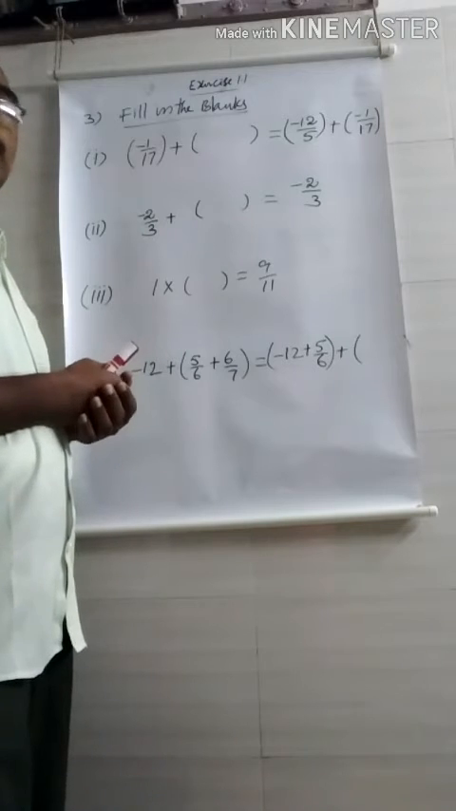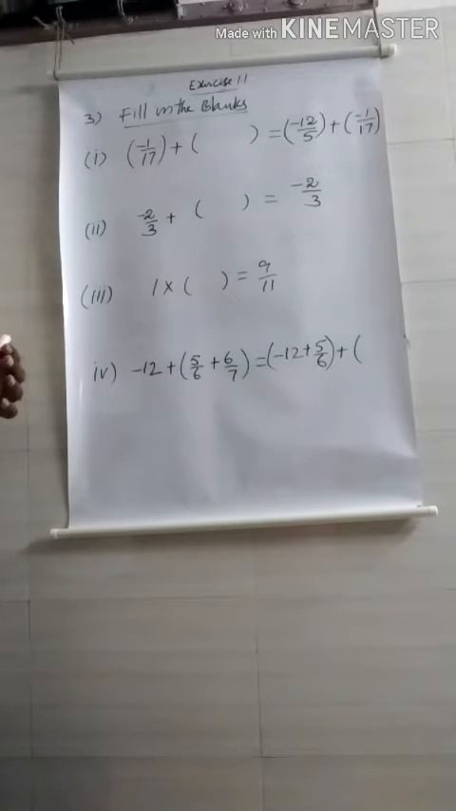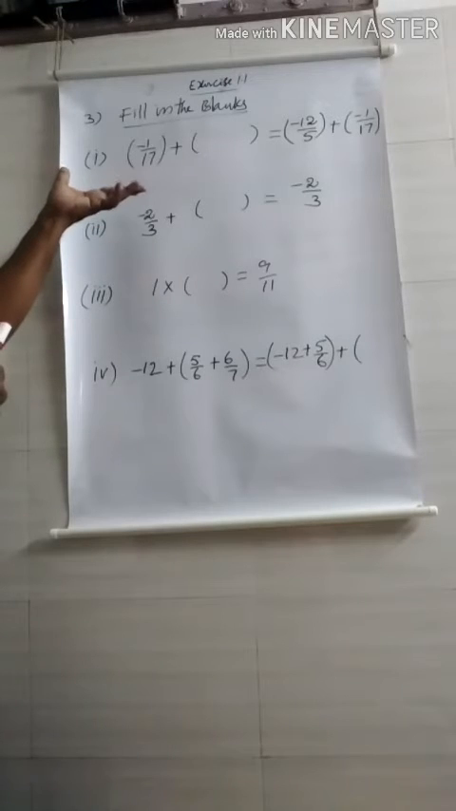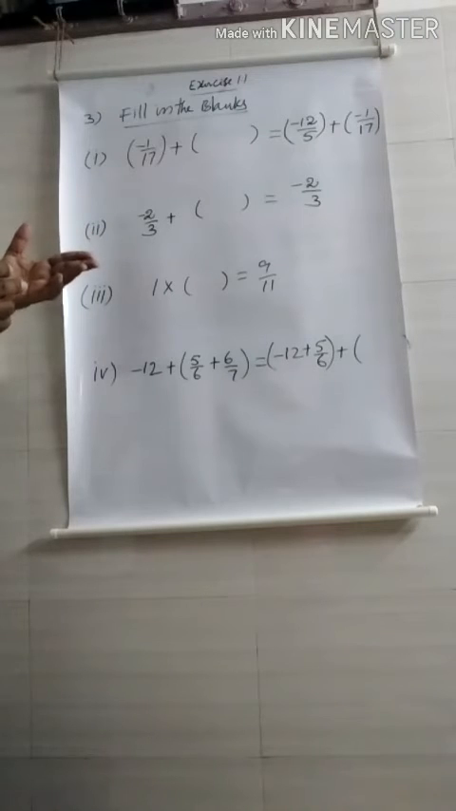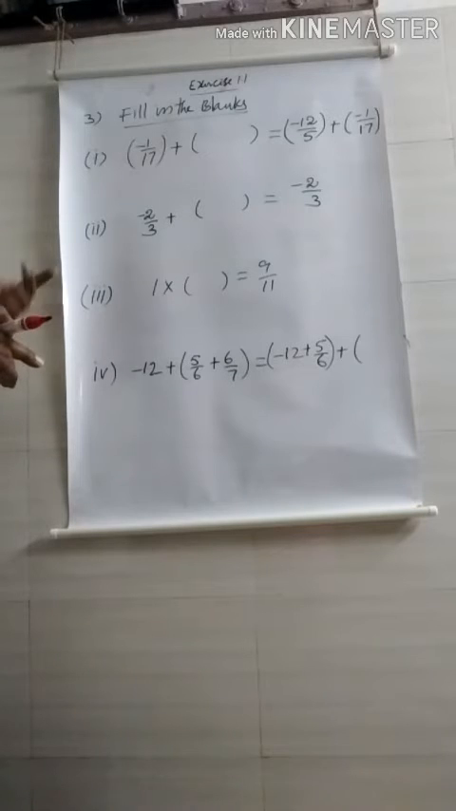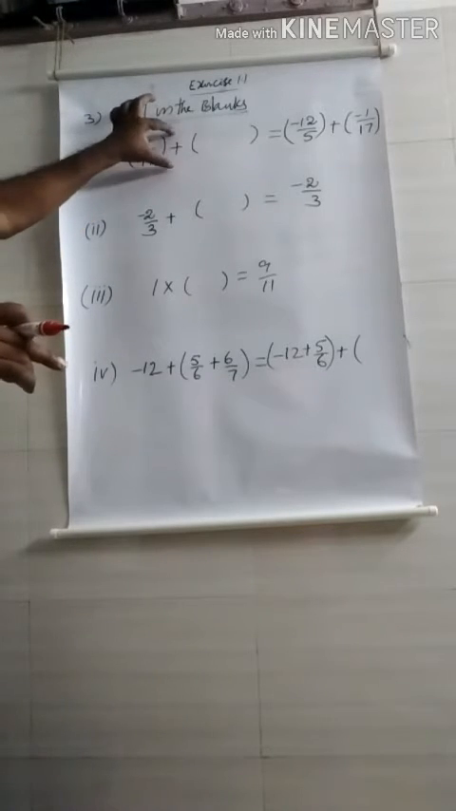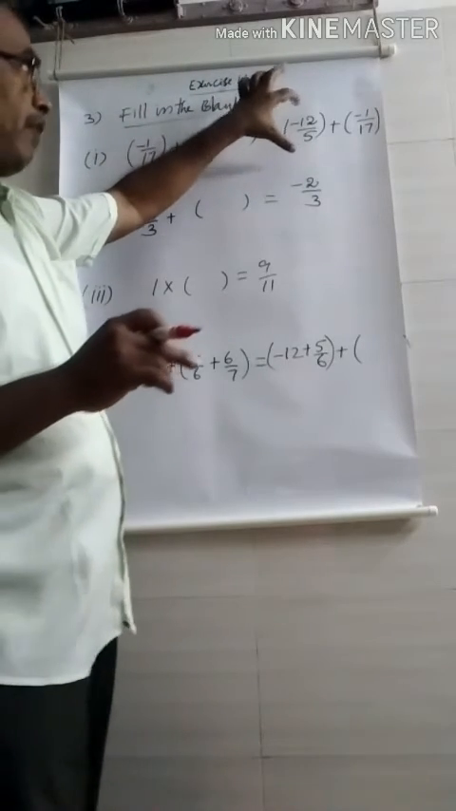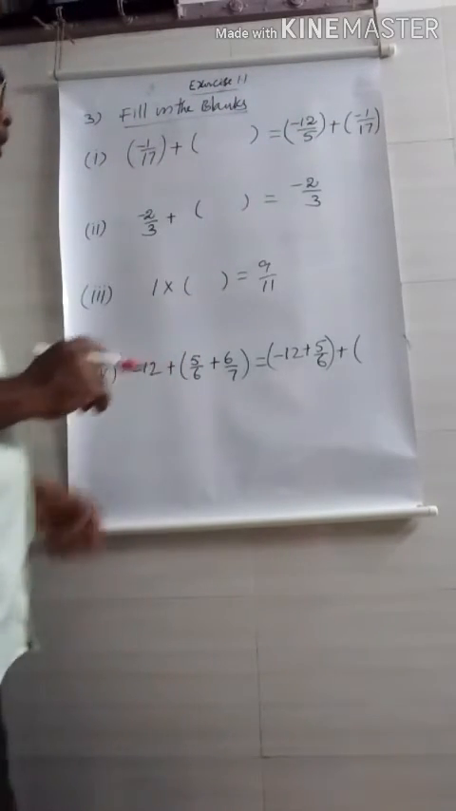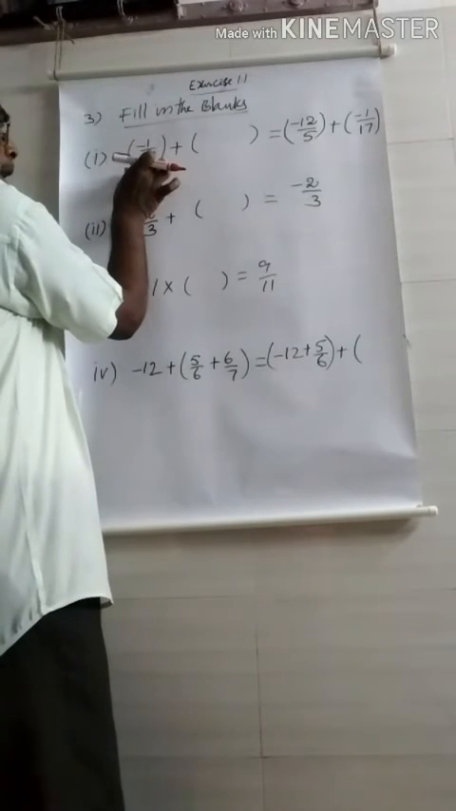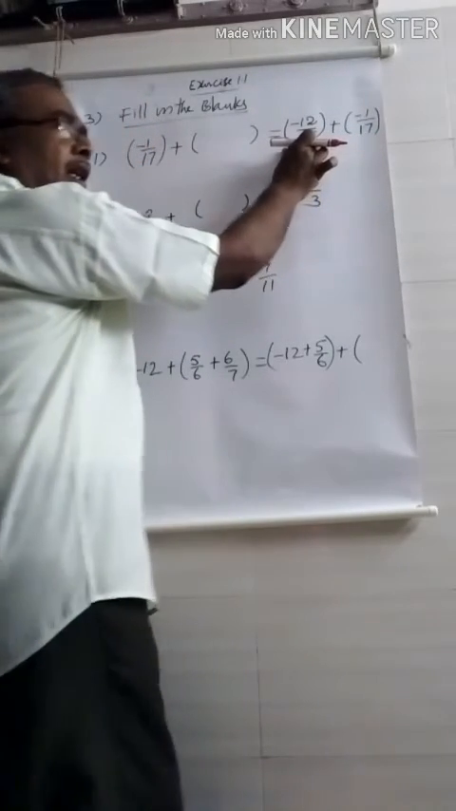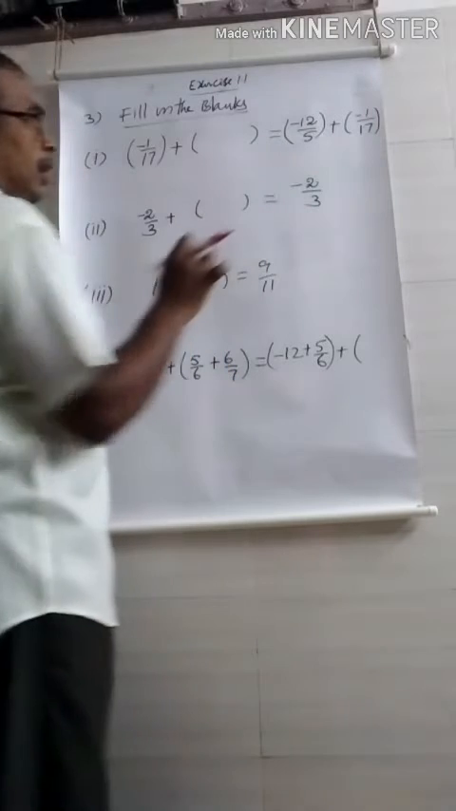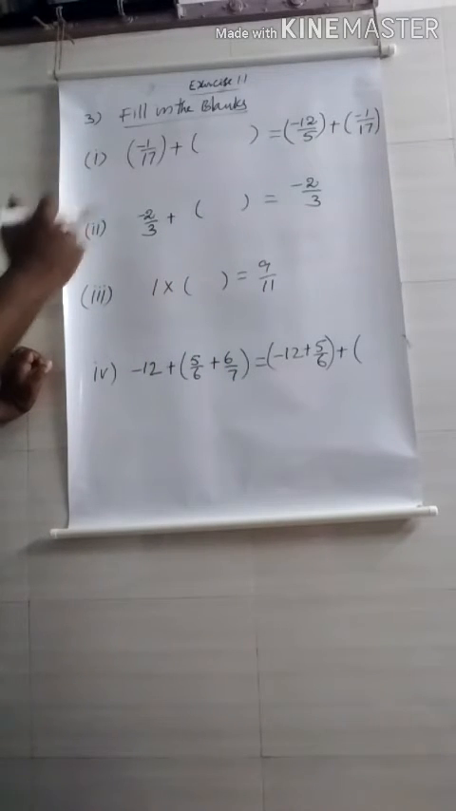According to the properties, now we move to the third question, fill in the blanks. When we fill in the blanks, you must always keep in mind the properties of rational numbers. Now first you may observe: -1/17 plus dash is equal to -12/5 plus -1/17. Here in the first term is -12/5. You may recall which property is suitable for this one.